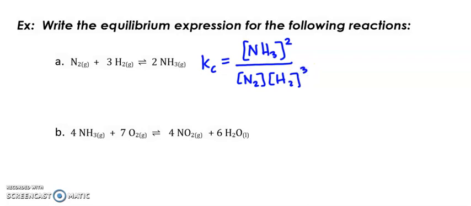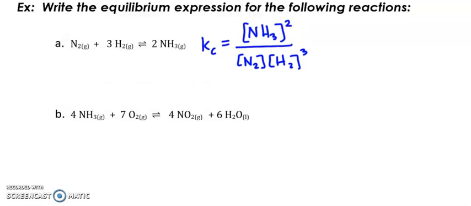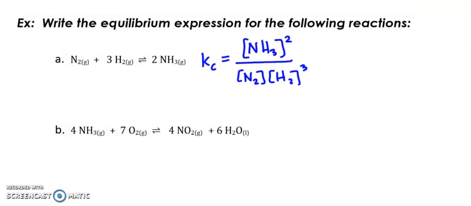All right, so let's do the second one. If you want, you could pause it and try it before I go over it. There was one last thing I meant to write, so let's go back to here.